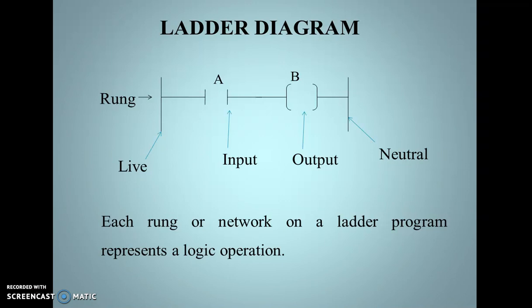The very popular method of PLC programming is using the ladder diagram. In a ladder diagram, we can see there are some components which have specific terminologies like rung and two vertical lines, the left line acting as the live wire and the right vertical line acting as the neutral. Inputs are placed generally on the left hand side of the rung and outputs are placed generally on the right hand side of the rung. Each rung or network on a ladder program represents a logic operation.